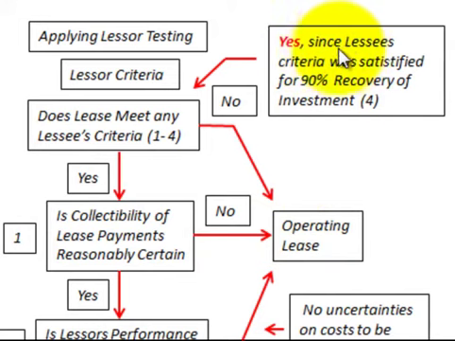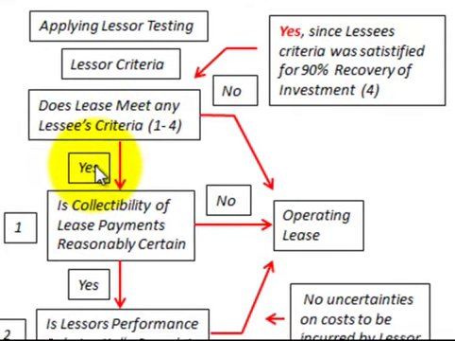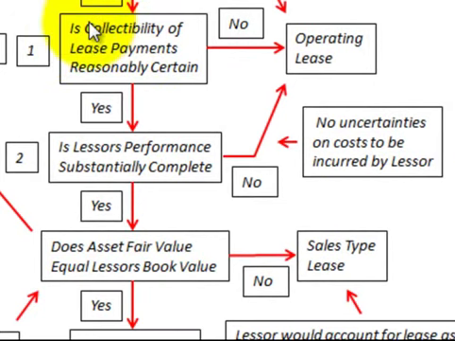But yes, since the lessee's criteria was satisfied for the 90% recovery of the investment, that was the 4th test that we did for the lessee. So it does meet at least one of those criteria. It has to meet one or more of them, and so yes. So the next thing we move on to is this additional test. Is the collectibility of the lease payments reasonably certain? And if they weren't, then it would become an operating lease. But for this example, we'll say yes, they are.